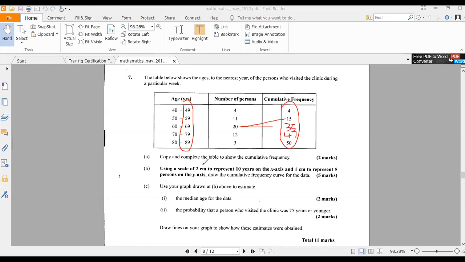All right. So look at what they say now. Using 2 centimeters, it's very important to pay attention to the scale they give you. Remember that in the graph you are required to use 2 centimeters to 10 years on the x-axis, and 1 centimeter to 5 on the y-axis. It's important that we try to understand the scale.